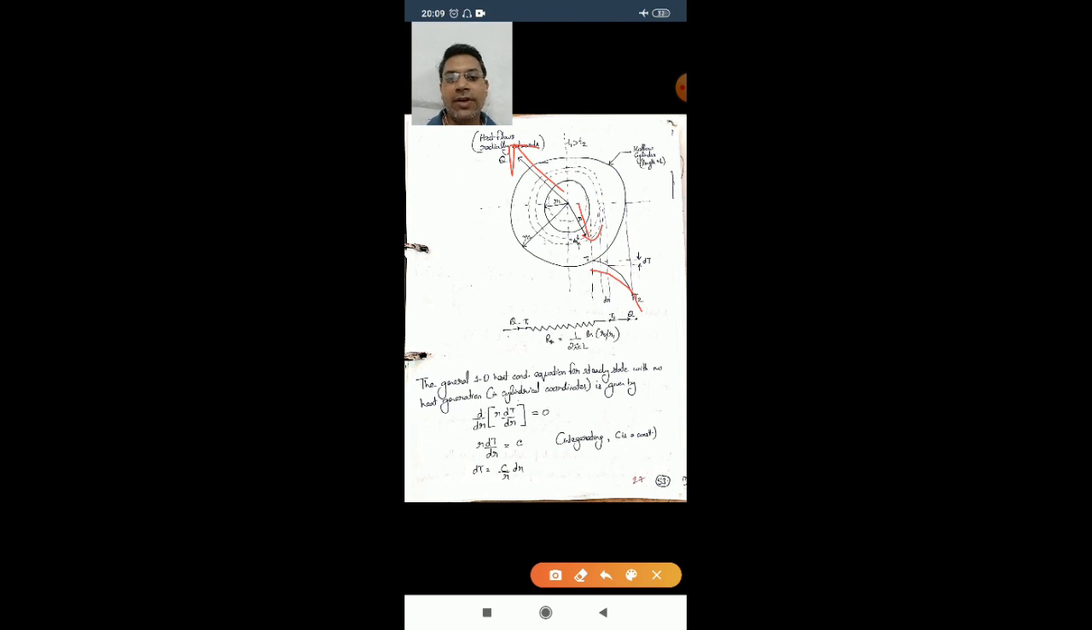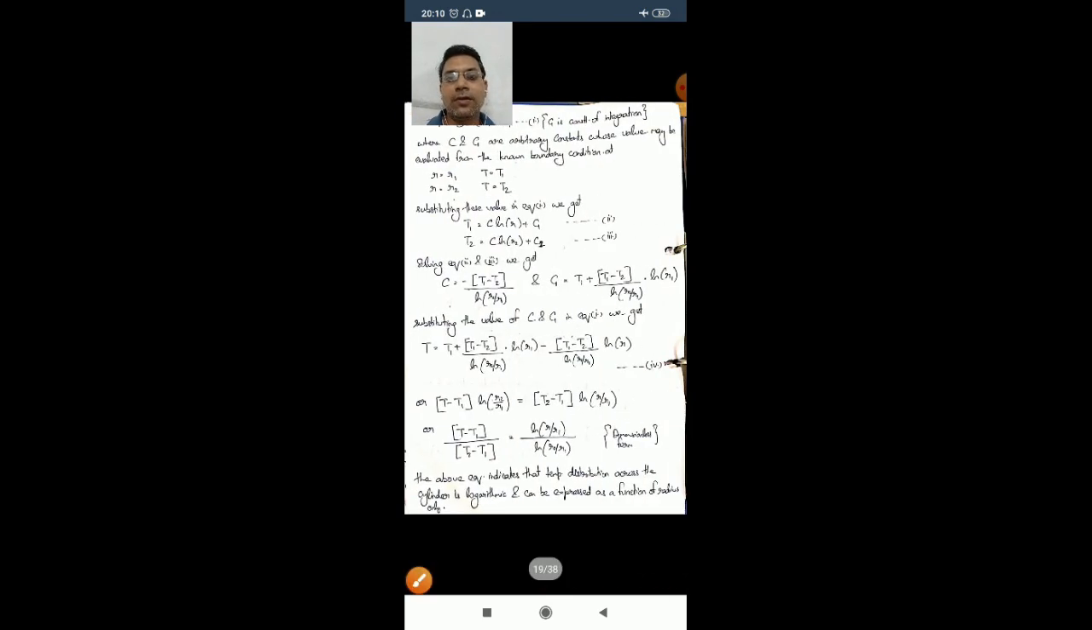So the general one-dimensional heat conduction equation with no heat generation can be written in this form. Under steady state, and after integration, this equation is obtained, where C1 is a constant of integration. So we get T is equal to this, where C1 and C2 are constants of integration. Now these constants' values may be evaluated according to the boundary conditions.